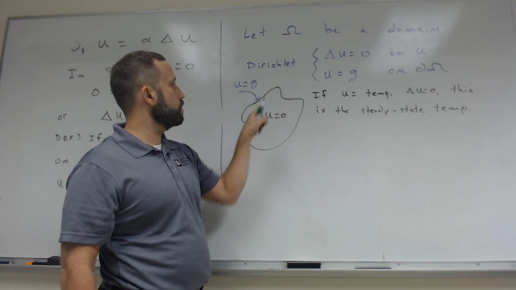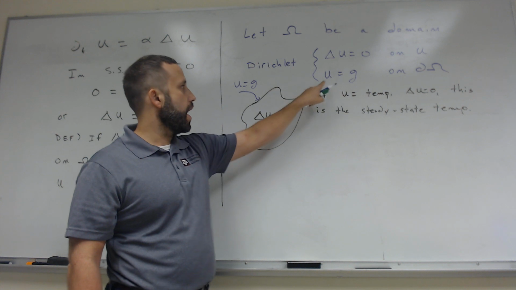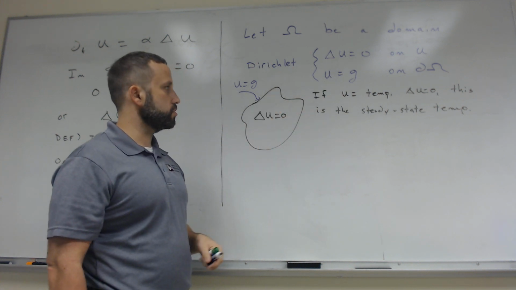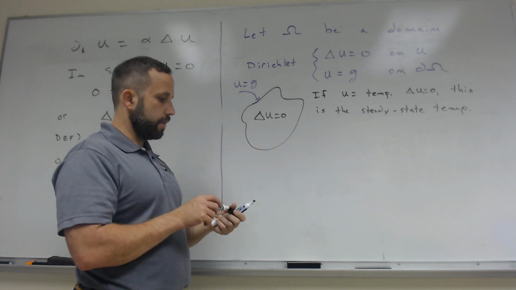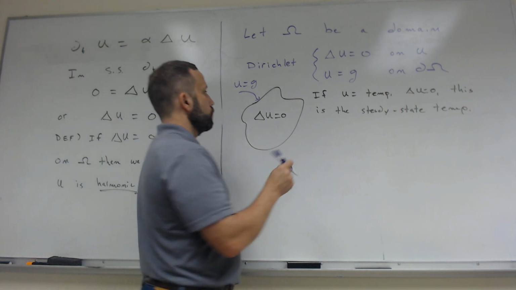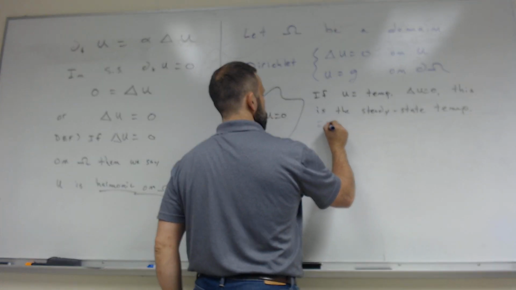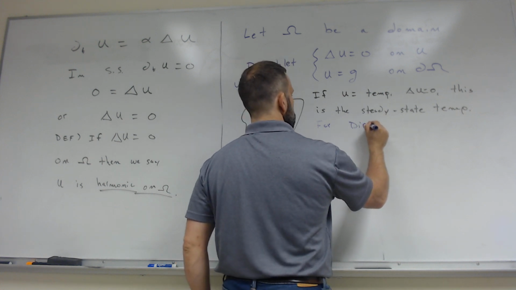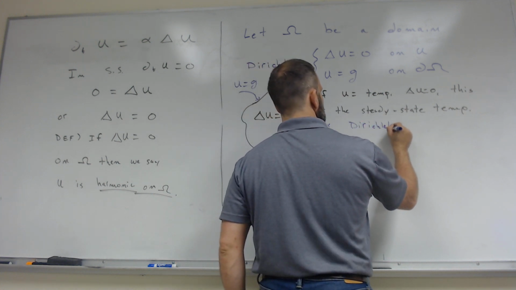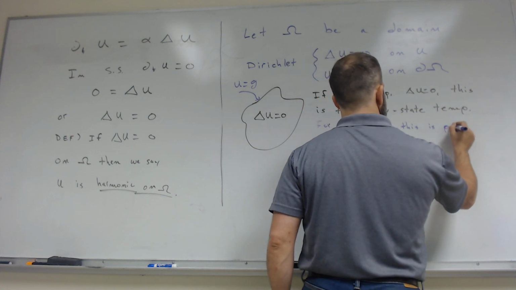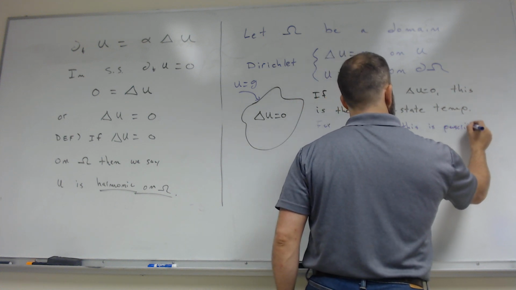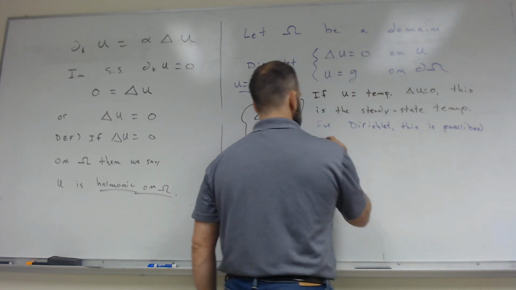The function whose Laplacian is 0 on the interior and who is equal to these prescribed values on the boundary. And so for the Dirichlet problem, this is prescribed temperature.